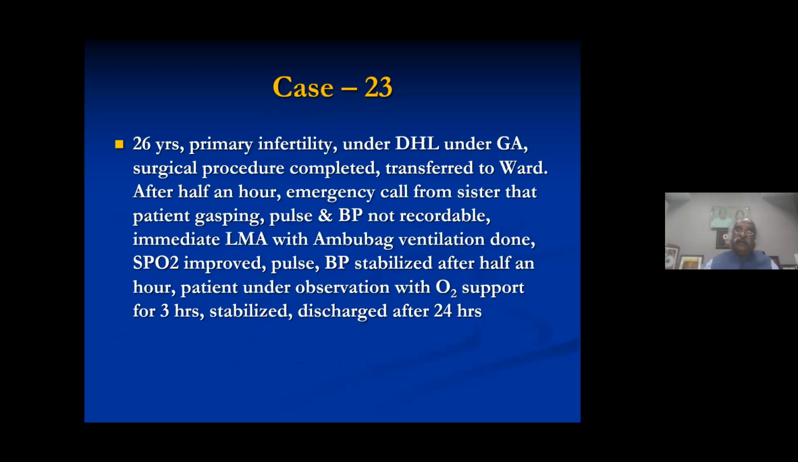26 years, primary infertility, diagnostic hysterolaparoscopy was done under GA, and the procedure was completed. Transferred to the ward. After half an hour, an emergency call from the sister that the patient is gasping. Pulse and BP not recordable. Immediate LMA was placed with Ambu bag ventilation, and SpO2 improved. Pulse and BP stabilized after half an hour. The patient was kept under observation with oxygen support for 3 hours, stabilized, and discharged after 24 hours.